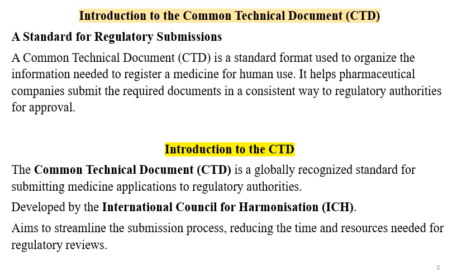A standard for regulatory submission. So CTD is a standard for regulatory submissions. CTD is a standard format used to organize the information needed to register a medicine for human use. And this CTD format helps pharmaceutical companies and organizations to submit the required documents in a consistent way to regulatory authorities for approval. In simple way, you can say it as a standard format for the information arrangement for regulatory submission.